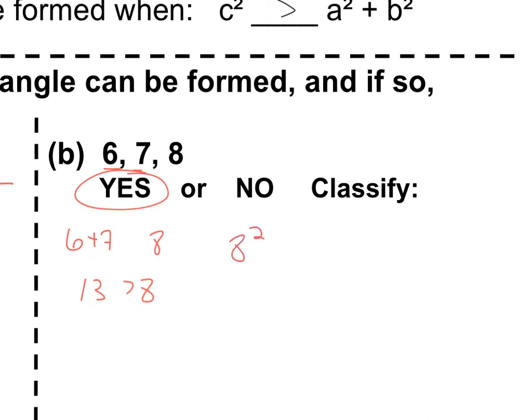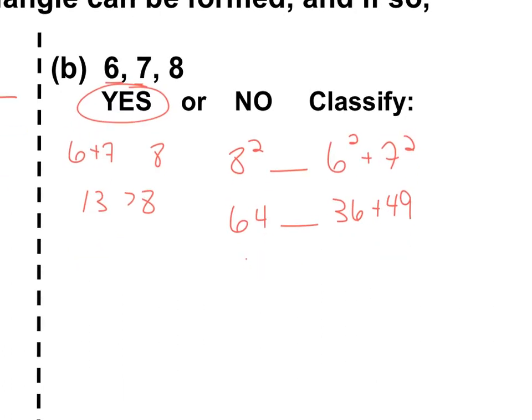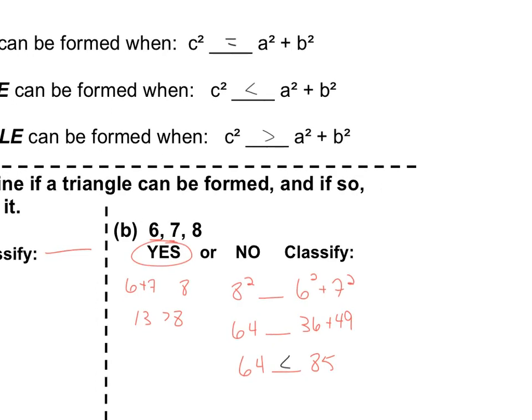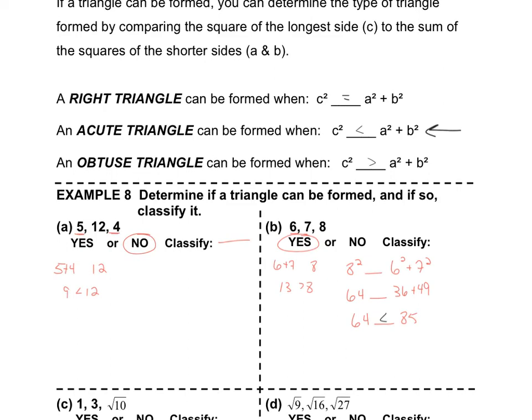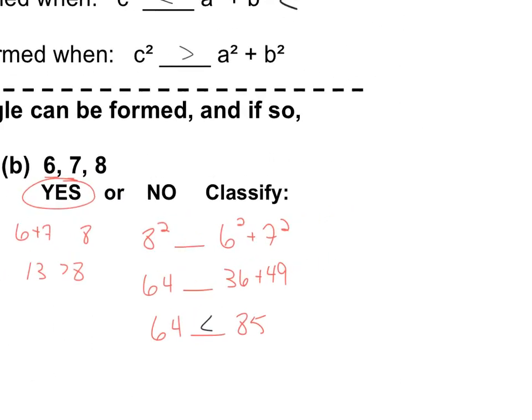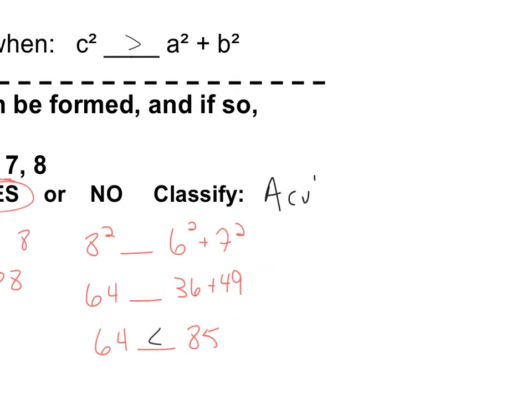I'm going to say 8 squared, and then I'm going to do 6 squared plus 7 squared. 8 squared is 64. 6 squared is 36. 7 squared is 49. So now I just need to figure out what that sum is, and I can tell what kind of triangle. Well, 36 plus 49 gives me 85, which means that my a squared plus b squared is greater than. So if I look up here, and the reason I did it with c squared first is because these are that way. It looks like this one right here, c squared is less than a squared plus b squared. So we have an acute triangle.